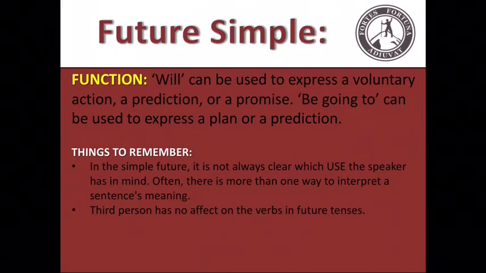Things to remember. In the simple future, it is not always clear which use the speaker has in mind, so often there is more than one way to interpret a sentence's meaning. Third person has no effect on the verbs in future tenses. Let's move on to continuous tenses, and we'll start with present continuous.